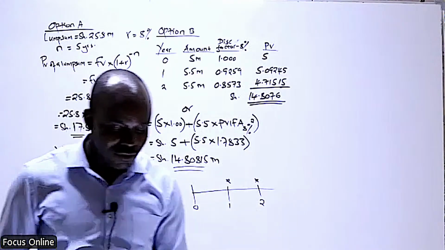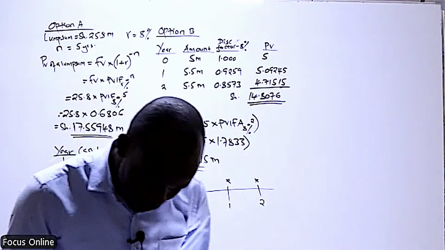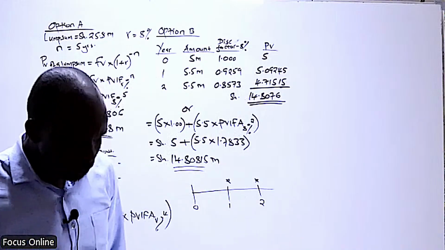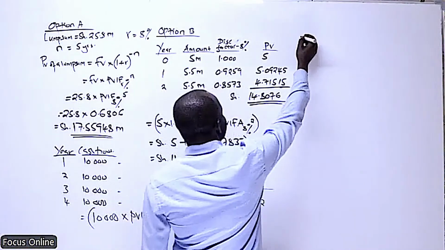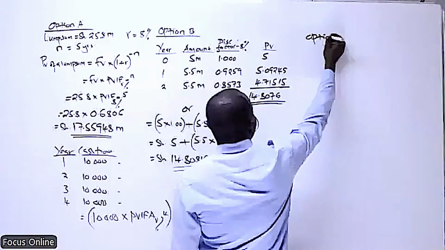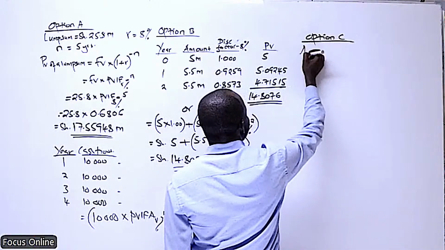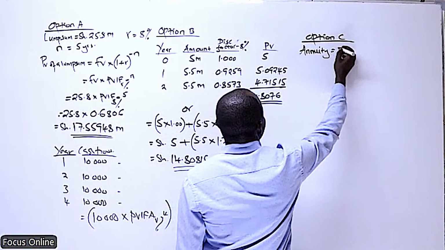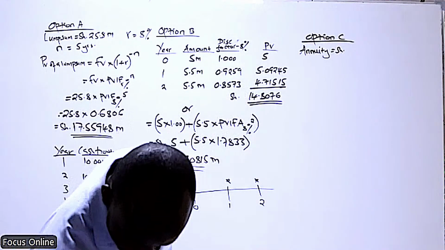Kindly, if you have a question, just ask. I want you to understand. Option C, annual payment of 1.4 for 30 years. Option C, this is an annuity. An annual payment is an annuity. Of shillings 30 million? No, of 1.4 million.